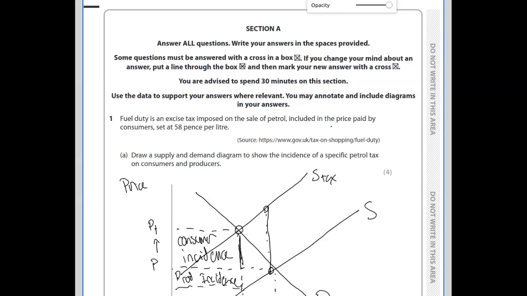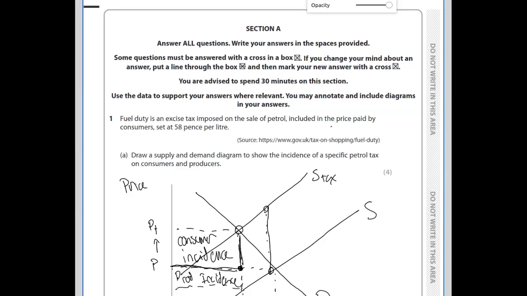So for example, if the tax is £10, the price might be going up by £6. The consumer incidence, or the consumer burden, then is that £6 price increase multiplied by the number that we are now producing. So that's this bottom line here. If I multiply those together and take the area of the square, that's going to be the total amount that consumers are paying of the tax.